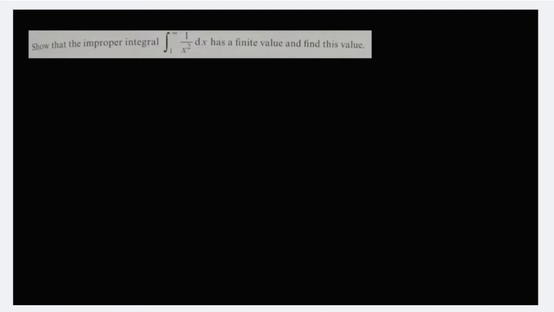Okay, first example for type 1 improper integral. Now the question is, show that the improper integral, the limit from 1 to infinity of 1 over x squared dx has a finite value, and find this value. Okay, let's try to check if this will have a finite value.